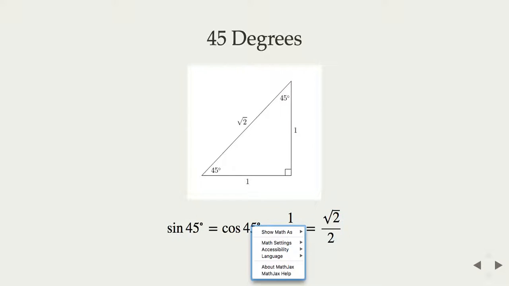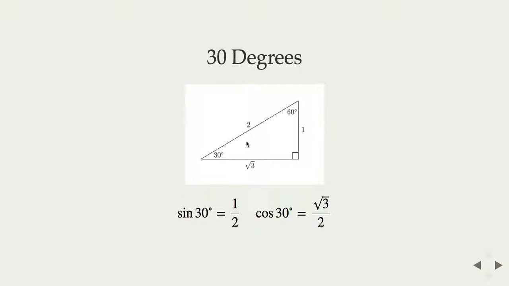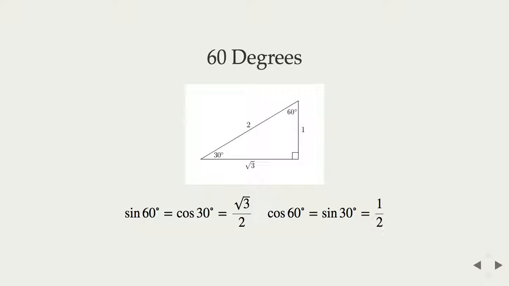Another special angle is actually the 30 degree and the 60 degrees. Again, if this is 1, and this is going to be 2, and this is going to be square root of 3. So we all know the sine of 30 degrees is going to be 1/2, and the cosine is going to be square root of 3 over 2. All right, and 60 degrees, of course, sine and cosine are just reversed: sine 60 equals cosine 30, and cosine 60 equals 1/2.